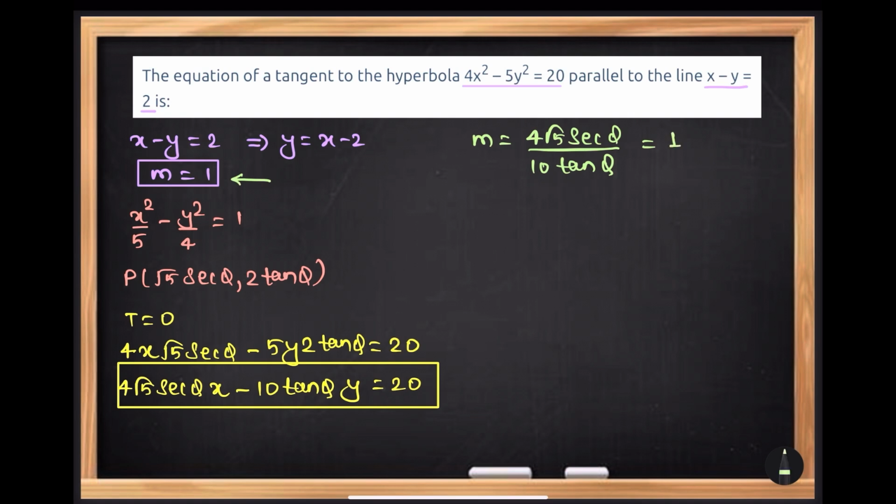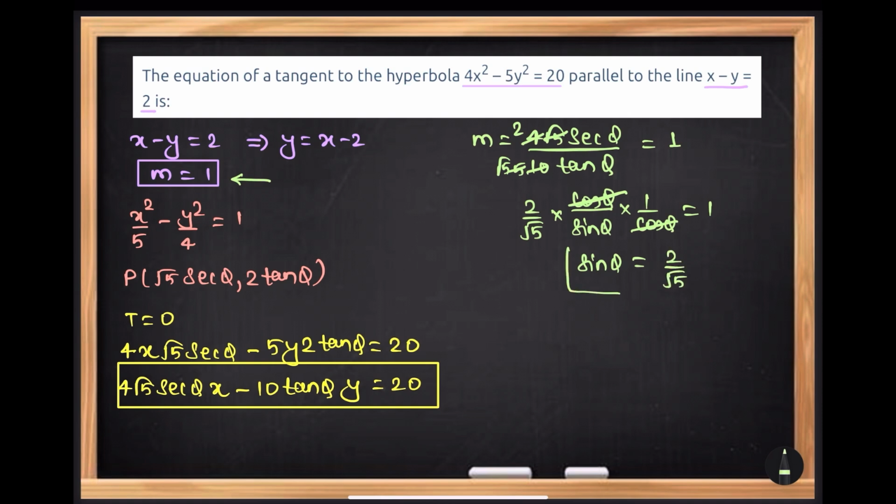Now let's simplify things. We will convert this into one trigonometric ratio, sine and cos. This is 2, this is 5, this is root 5, so it is 2 by root 5. Tan theta will be sine theta by cos theta, and sec theta will be 1 by cos theta. So this thing is done. We got sine theta as 2 by root 5. So this is our sine theta.